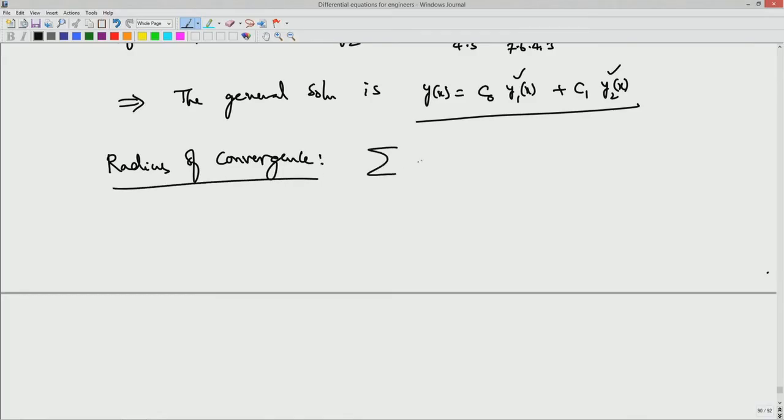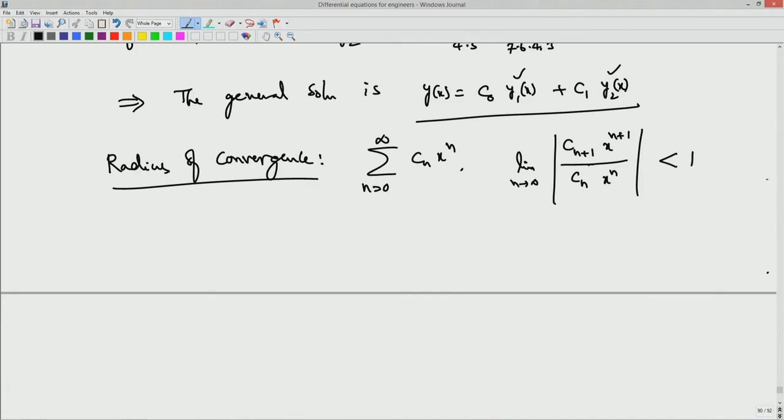So, you have a power series, the sum of Cn x^n, n from 0 to infinity. From calculus, you know that you take the modulus of the (n+1)th term, Cn+1 x^(n+1), divided by the nth term, Cn x^n, and take the limit as n goes to infinity. If this is less than 1, the series converges. If it is greater than 1, the series diverges. If it is equal to 1, you cannot conclude; no decision.